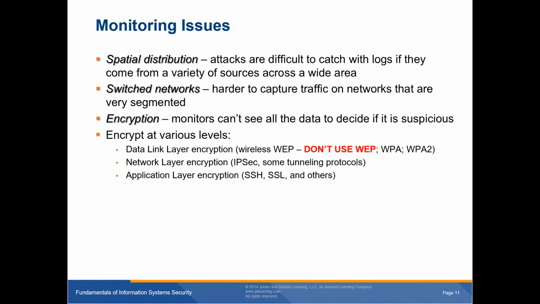Encryption is carried out at various different levels. The data link layer encryption: Wired Equivalent Privacy, WEP. Don't use WEP. It's outdated. Wi-Fi Protected Access, which is still somewhat outdated, and Wi-Fi Protected Access 2, which is what you should be using now. Network layer encryption: IPsec, some tunneling protocols, and application layer encryption: SSH, SSL, and others.